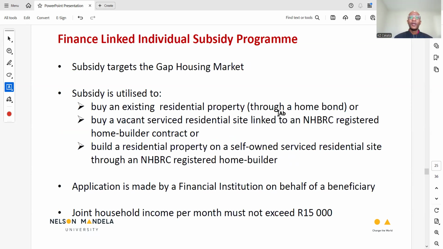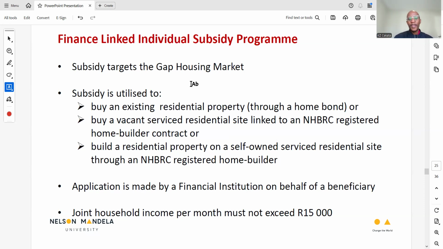The Finance-Linked Subsidy Program, formerly known as FLISP, is now called the First Home Finance, or FHF. It is a subsidy targeting the gap housing market. So if you are too wealthy, according to the standards, to qualify for an IRDP house, but not wealthy enough to qualify for a bond, this subsidy allows you to buy an existing residential property through a bond, which is subsidized through the First Housing Finance program.